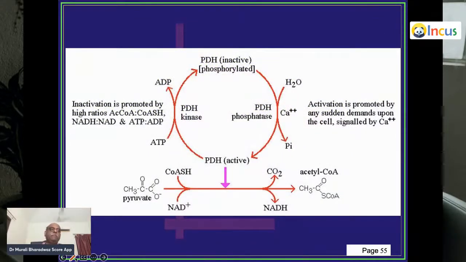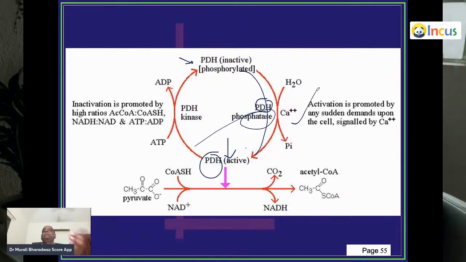So this important graphic you need to have in your heart, doctor. Pyruvate dehydrogenase is inactive when it is phosphorylated, and it is active when it is dephosphorylated. Dephosphorylation is done by pyruvate dehydrogenase phosphatase. Calcium basically activates this and makes pyruvate dehydrogenase become active.